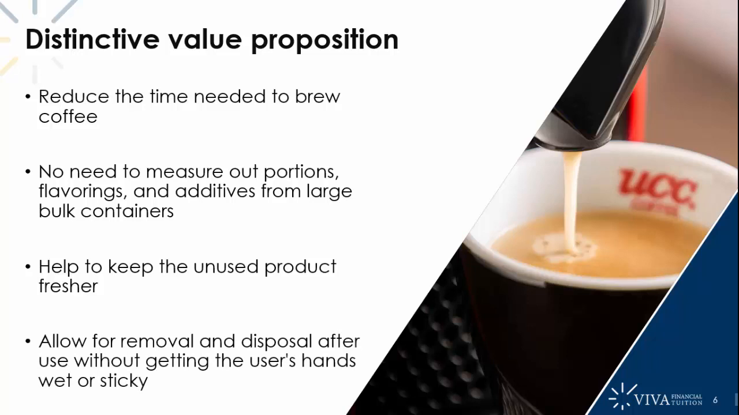They also allow for removal and disposal after use without getting the user's hands wet or sticky. So with other machines where you actually have to put in the filter coffee yourself and you have to take out filters and dispose of them, you're likely to get coffee grinds everywhere, you're likely to get water everywhere. These coffee pods and capsules tend to be much more convenient, less messy, less likely to cause a mess in your kitchen.